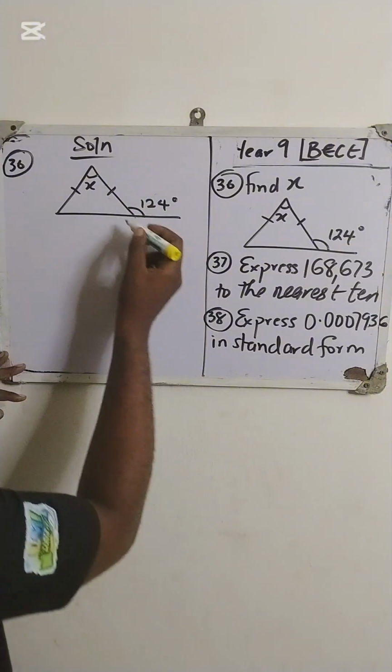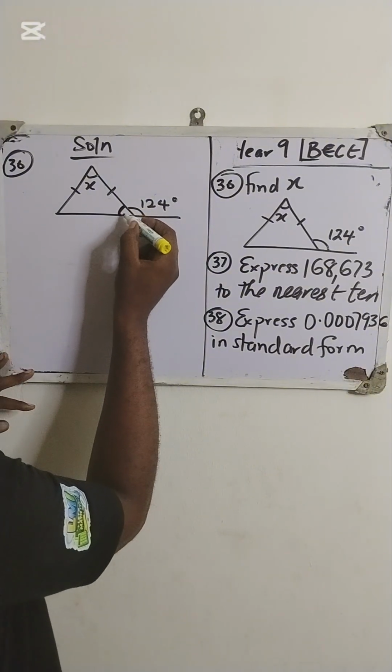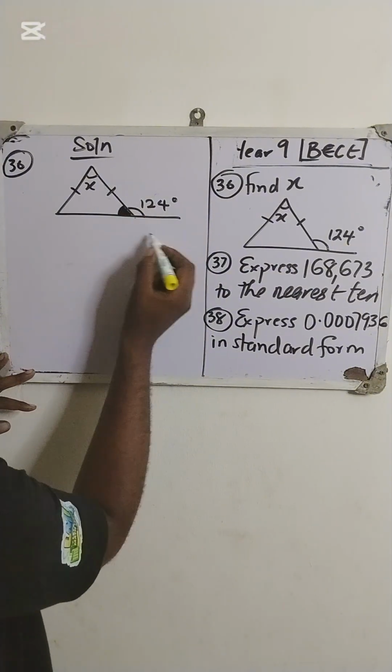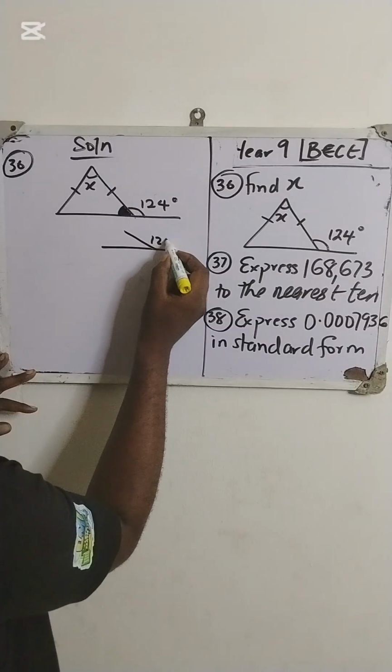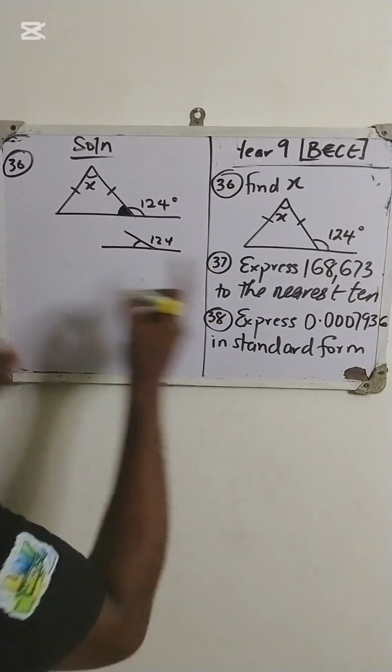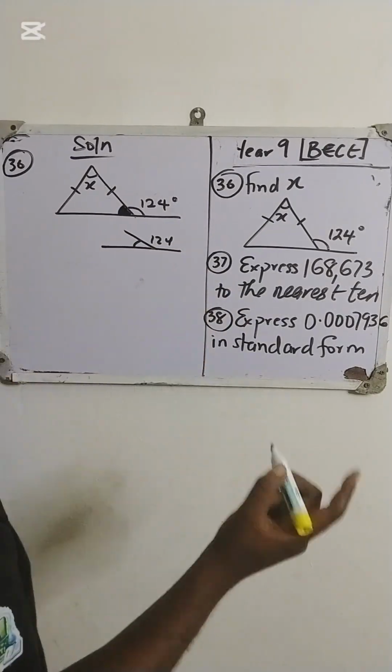So now, this place can easily be gotten because this is a straight line. As you can see, this is 124, and the other angle can easily be gotten. Angles on a straight line, the sum of angles on a straight line should give you 180.